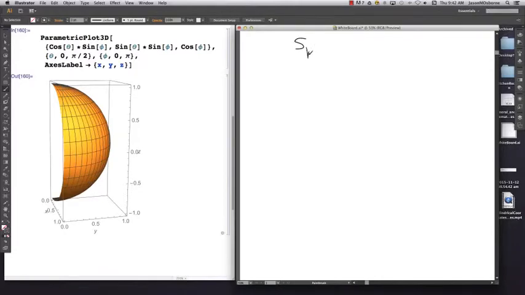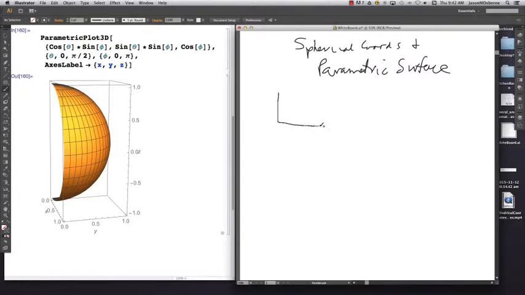In this video, we're going to take a look at spherical coordinates and its parametric surface formulation. Okay, so in the previous video, we chose the simple example of cylindrical coordinates.